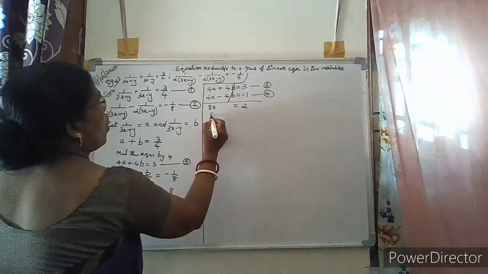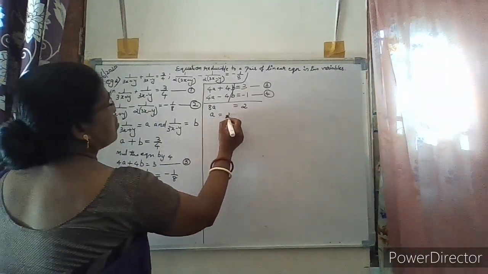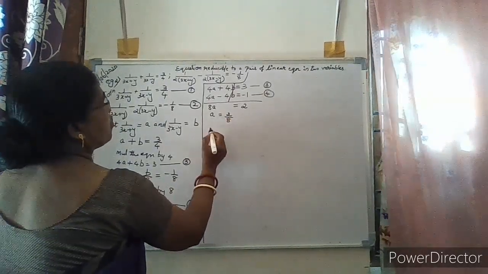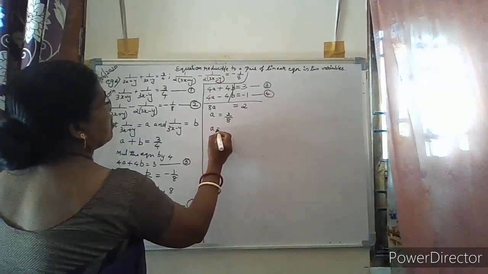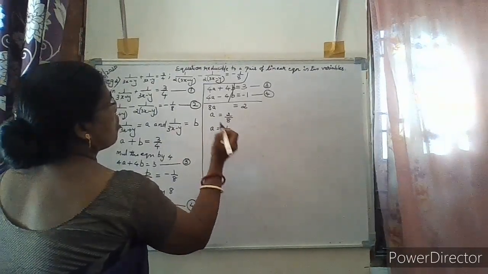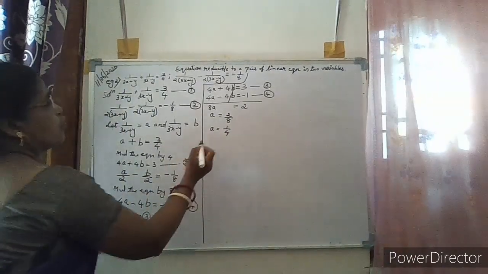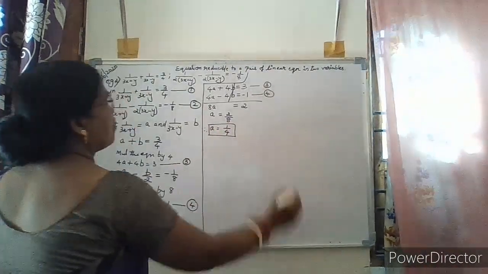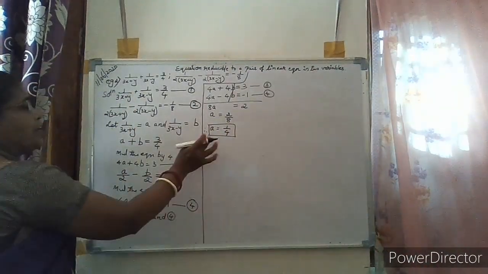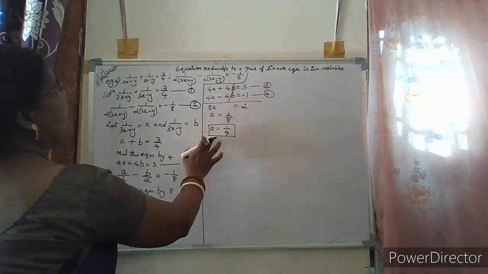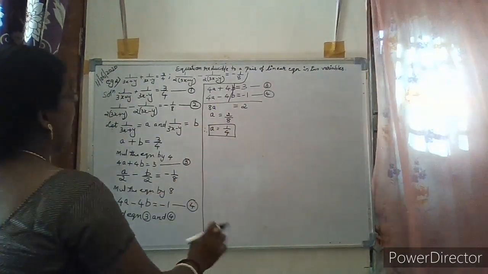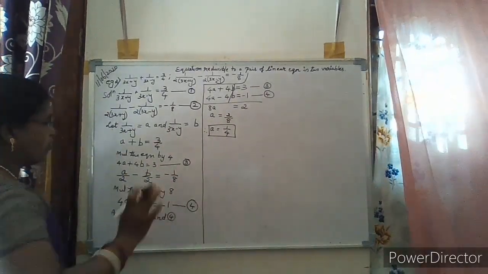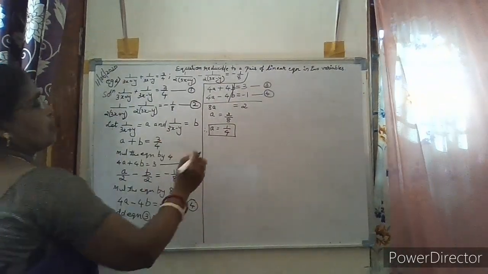So a is equal to 2 by 8. 2 ones are 2, 2 fours are 8. Therefore a is equal to 1 by 4. So we got a is equal to 1 by 4 value. Now let us substitute this a value 1 by 4 in any one of the equations, either 3 or 4. So let us take 3.